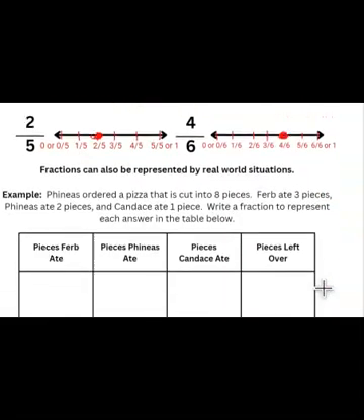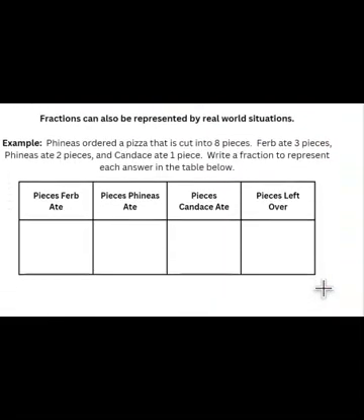Looking at the rest of our sheet, we have a real-world situation. Then we are going to write a fraction for each of these specific sections. The example says, Phineas ordered a pizza that is cut into 8 pieces. I think that's going to be important, so I'm going to go ahead and highlight that. 8 pieces is the total number of pieces our pizza has. Ferb ate 3 pieces, Phineas ate 2 pieces, and Candace ate 1 piece. Write a fraction to represent each answer in the table below.